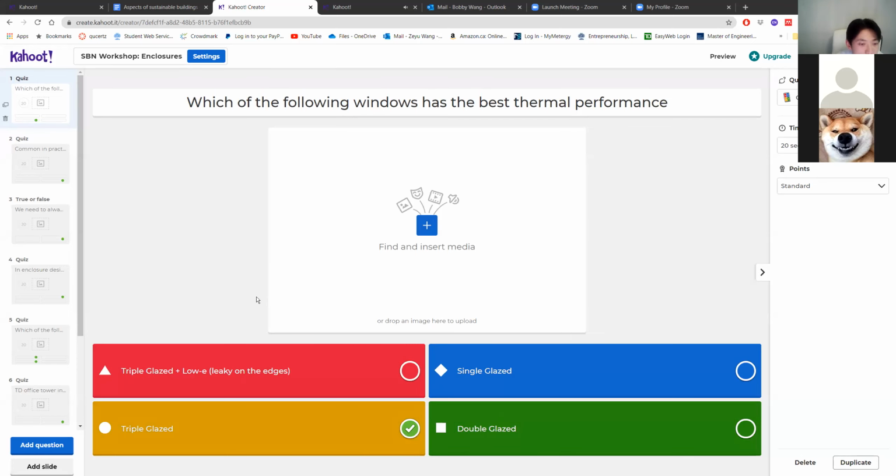All right. So the first question: which of the following windows has the best thermal performance? And it's triple glaze, because I tried to trick you on this. Triple glaze plus low-E without the leaky edges is supposed to be the best. But if you are leaky on the edges, as I talked about with the transitional elements, they really do matter a lot. So you need to select the triple glazed one.